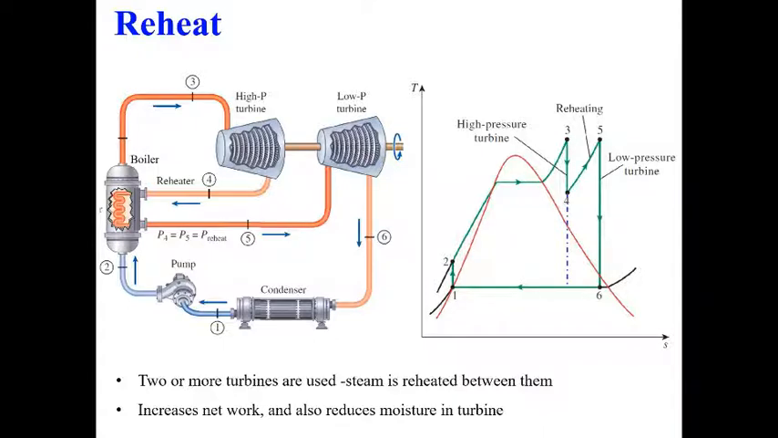Another major advantage of using reheat is that it reduces the moisture content. At the end of this process, we don't want liquid in the turbine blades. We would ideally prefer it to be slightly superheated or just superheated vapor, just here, which is saturated vapor. But mostly some amount of moisture is also formed, so that can be avoided using reheat.